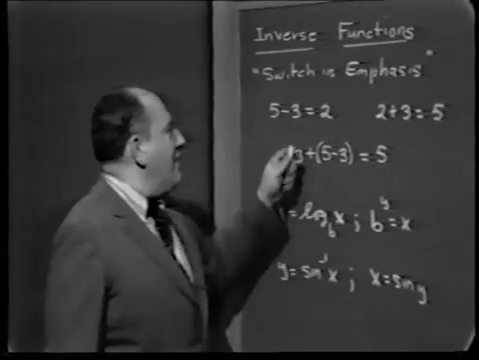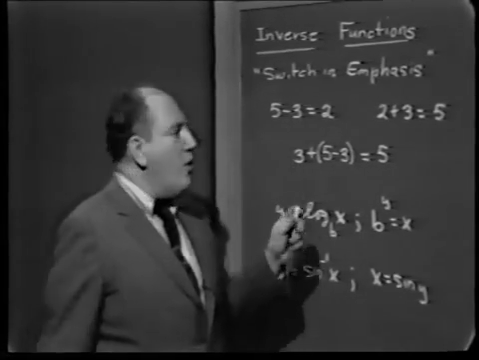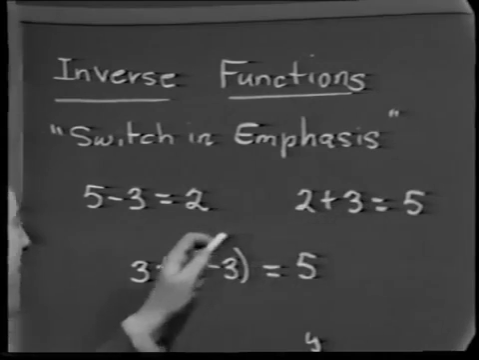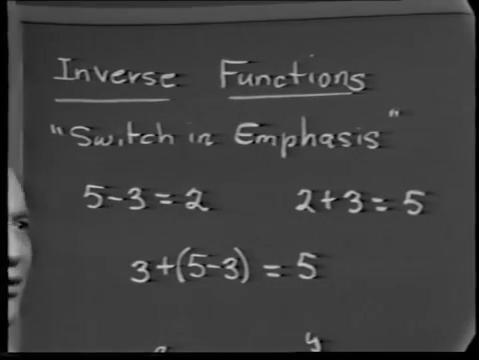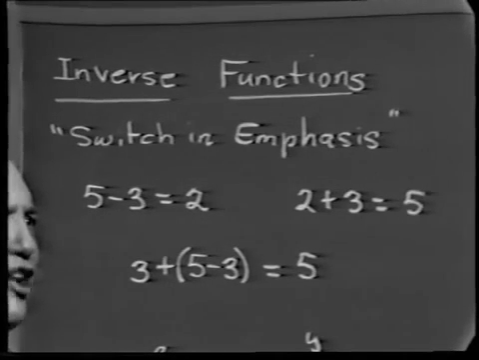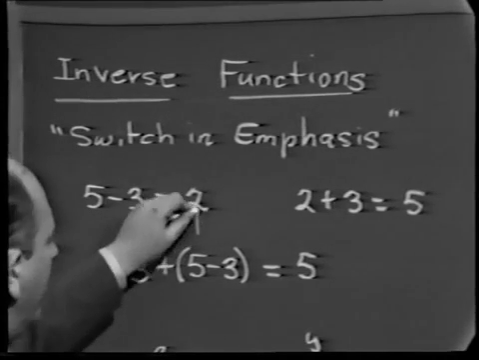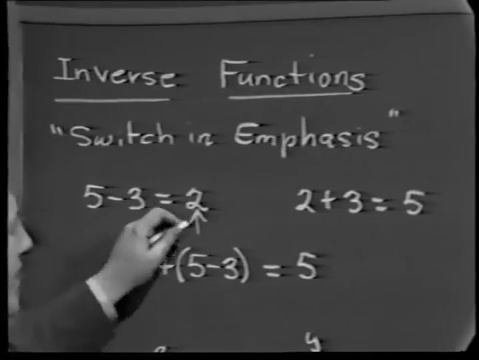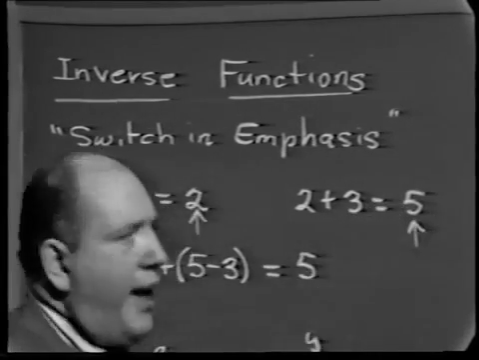In fact, they appear as early in the curriculum as approximately the first grade. See, roughly speaking, inverse functions in plain English mean that all we've done is made a switch in emphasis. Let's take a look at that. Let's go back roughly to our first grade curriculum when one learns that 2 plus 3 equals 5, or that 5 minus 3 equals 2. Both of these statements say the same thing, but with a change in emphasis. It's as if 2 is being emphasized here, while 5 is being emphasized here.